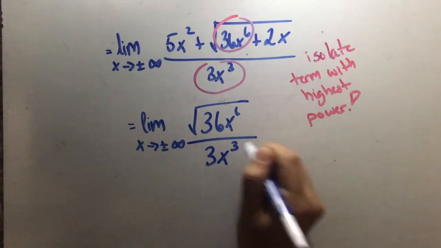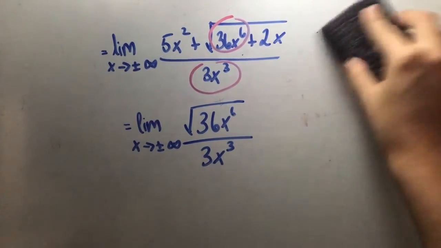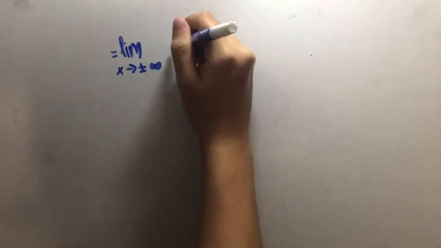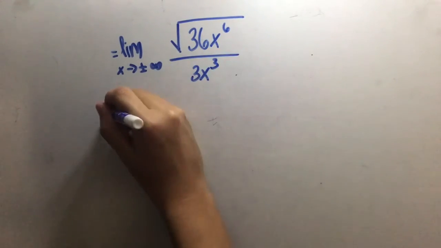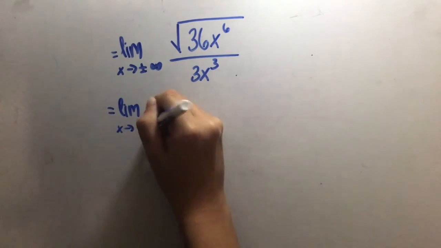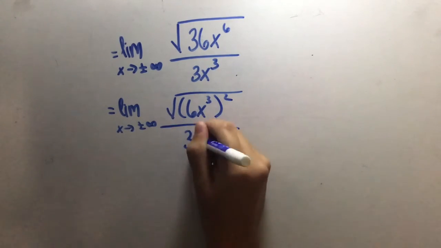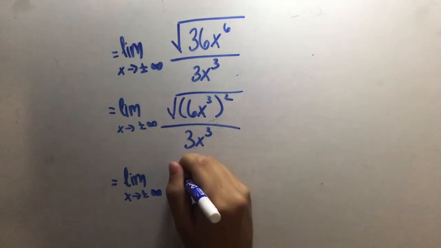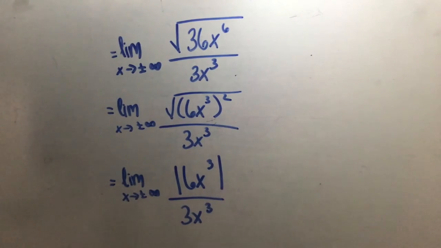We do this since we're working with limits to infinity, making the rest of the function inconsequential. Thus, we are left with the square root of 36x to the power of 6 all over 3x cubed. We further reduce this function by rewriting 36x to the power of 6 as 6x cubed all to the power of 2. It is then reduced to the absolute value of 6x cubed all over 3x cubed.